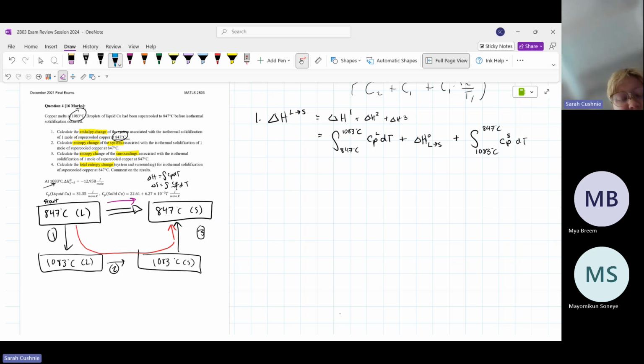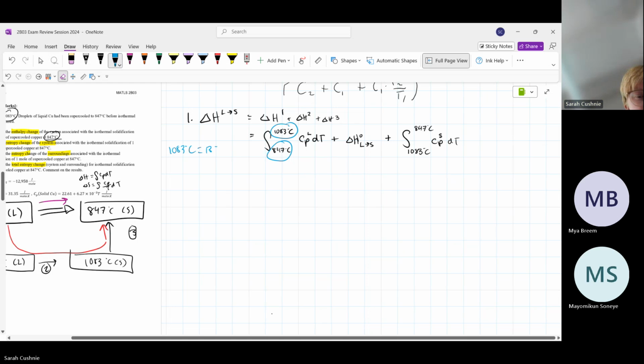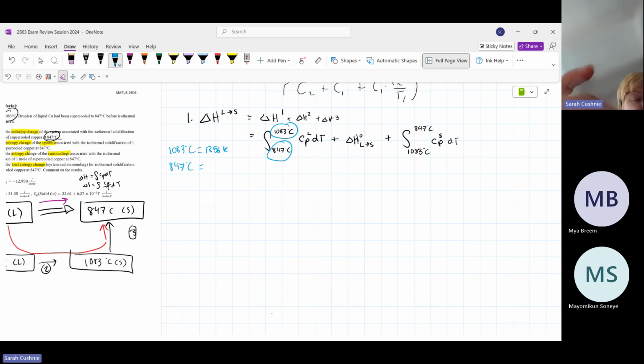So the next thing I'm going to do is put in the equations for Cp, or the values, and I'm also going to change these values from Celsius to Kelvin. So 1083 degrees C is equal to 1083 plus 273, 1356 Kelvin, and then 847 degrees C is equal to 847 plus 273, 1120 Kelvin.